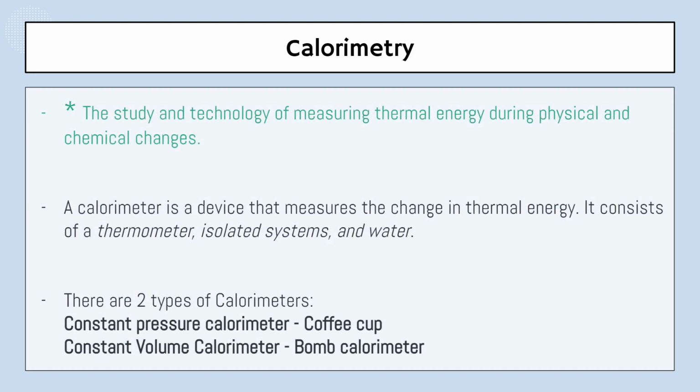So calorimetry. What is calorimetry? Calorimetry is the study and technology of measuring thermal energy during physical and chemical changes. A calorimeter is a device that measures the change in thermal energy, and it consists of a thermometer, isolated systems, and water. There are two types of calorimeters: a constant pressure calorimeter, which can also be a coffee cup calorimeter, or a constant volume calorimeter, which could also be a bomb calorimeter.